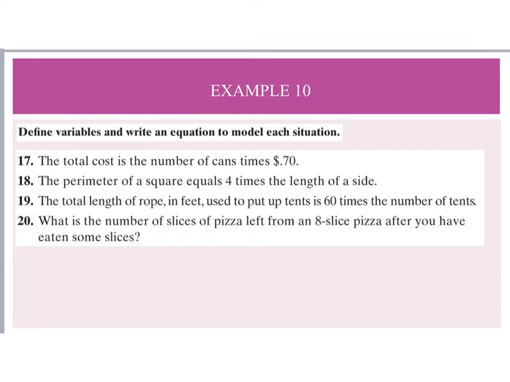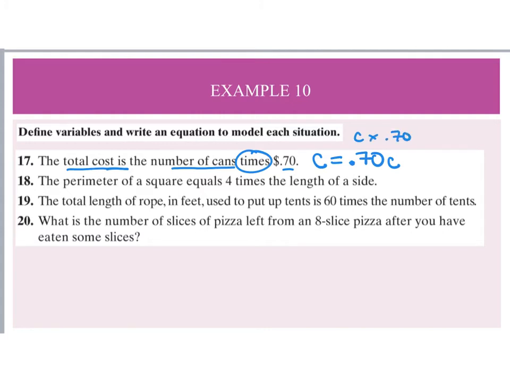Now for example 10, it says we're going to define variables, which just means we get to pick the variable, and we're going to write an equation to model each situation. For 17 here, it says the total cost is the number of cans times 70 cents. So the total cost tells me that I have C equals the number of cans times 70 cents. You can write this as 0.70 times C, or you could have done C times 0.70, whichever your preference is.